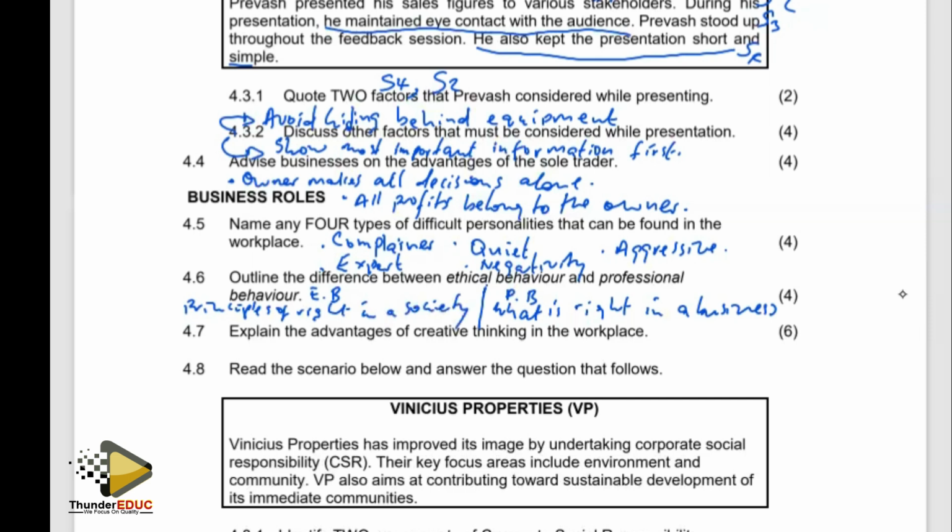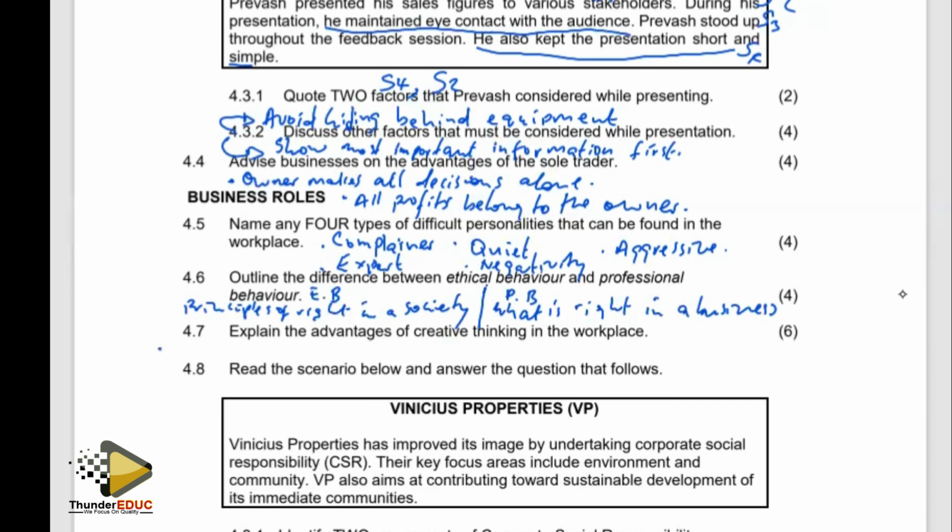Okay, right. So now let's check 4.7. It reads as follows. Explain the advantages of creative thinking in the workplace. So now, one of the advantages of creative thinking in the workplace is that complex business problems may be solved. It improves motivation among staff members. And also it provides better or unique solutions whenever there is a need for them to be generated.